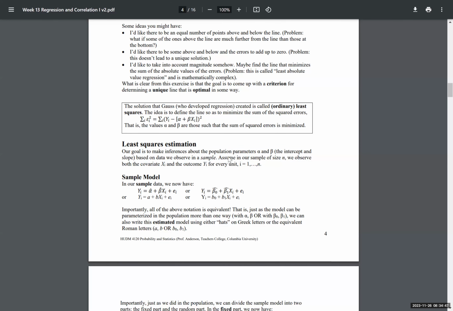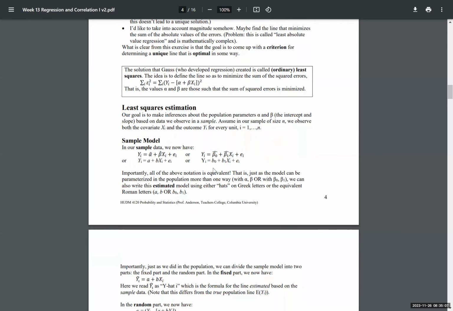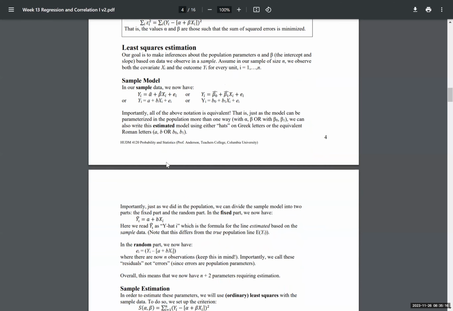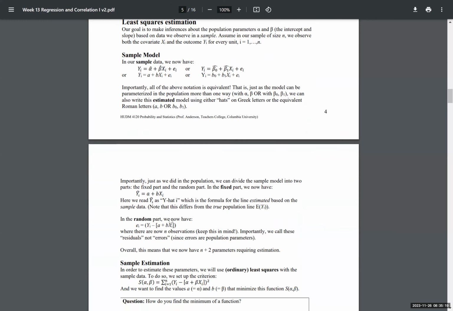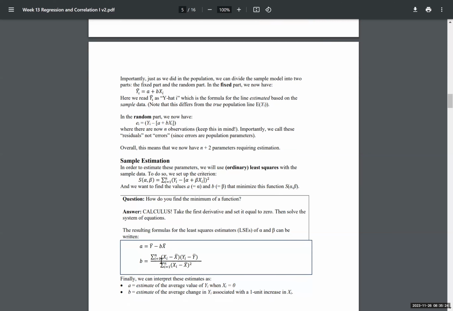What that means is we want to start making estimates or inferences about the parameters alpha and beta, the intercept and slope. So the idea, again, is we would get a sample of data and we would need to estimate these alpha and betas. And the question is, what is the strategy or technique we use to actually estimate them? Is there some equation? Is there some method? Gauss discovered that these are the formulas for the optimal alpha and beta.